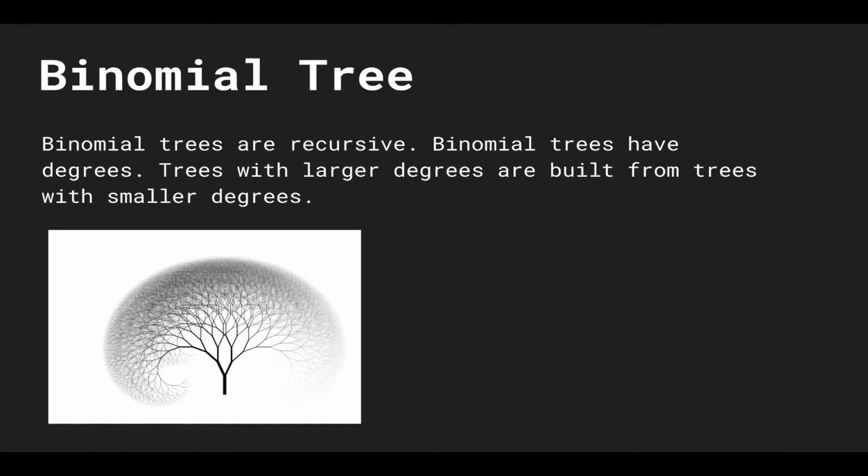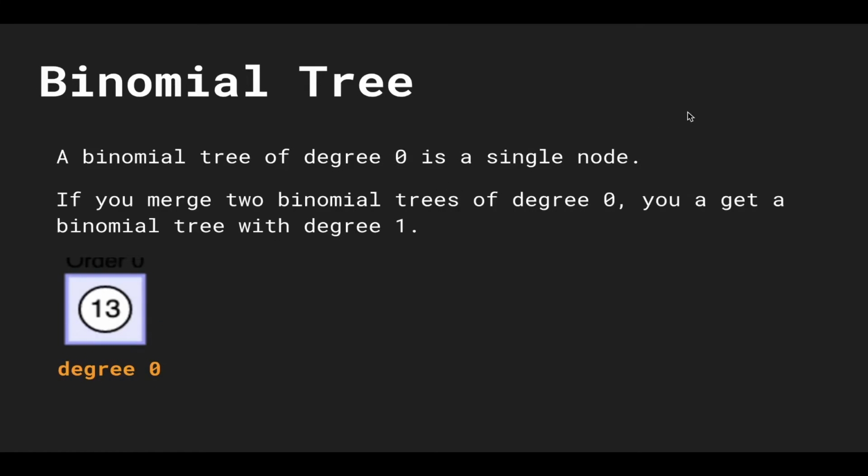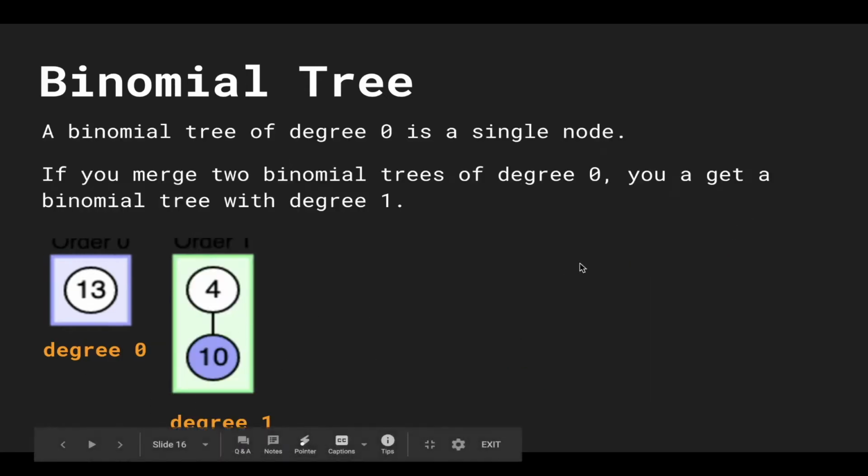Binomial trees are recursive in nature, and they have degrees associated with them. So trees with larger degrees are built from trees with smaller degrees. A binomial tree of degree 0 is a single node. So we have this single lone node, 13, and it has a degree of 0. If we merge two binomial trees of degree 0, then we get a binomial tree of degree 1. So here are two binomial trees of degree 0, 10 and 4. Just ignore these pointers, these edges, right now, because I just cut them off a picture. And then we merge the two by making one of the nodes the parent and one of the nodes the child. So let's make 10 a child of 4. And that's a binomial tree of degree 1.